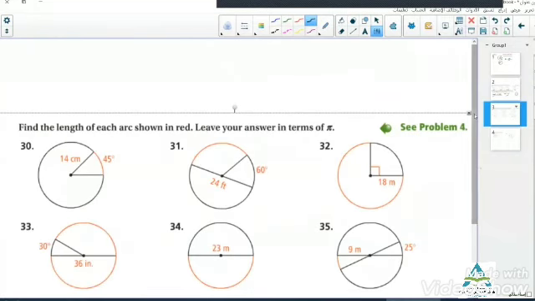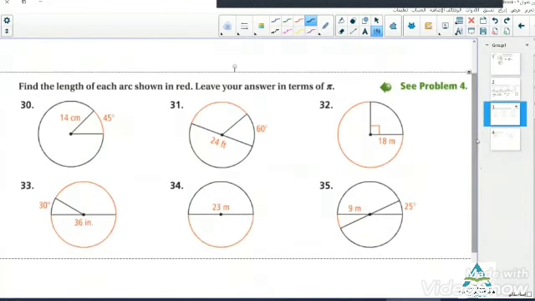Go to the next page, I think, Ahmed, and go to number 30. Let's find the length of each arc. It will be 45 over 360 multiplied by the circumference, which is 28 pi. Let's take it step by step.